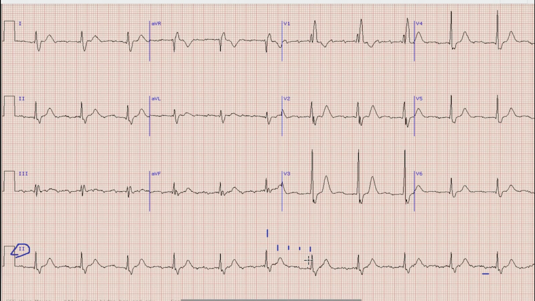Another thing which is very important to consider here is that the rhythm is regular. The interval between two R waves is constant.